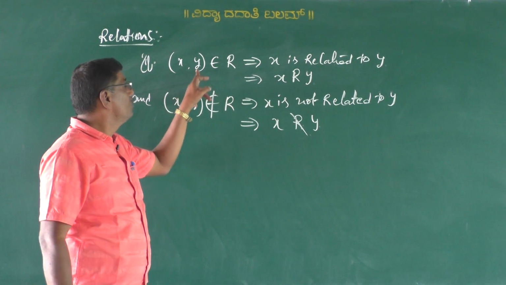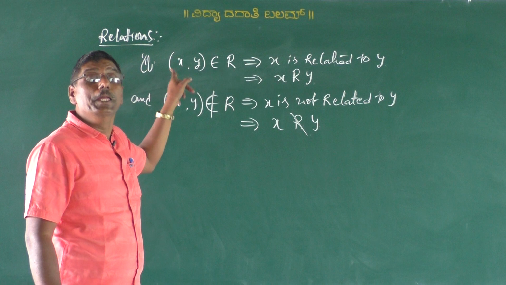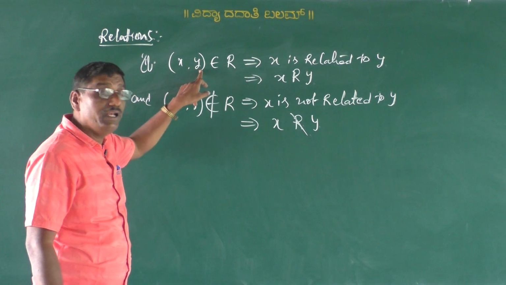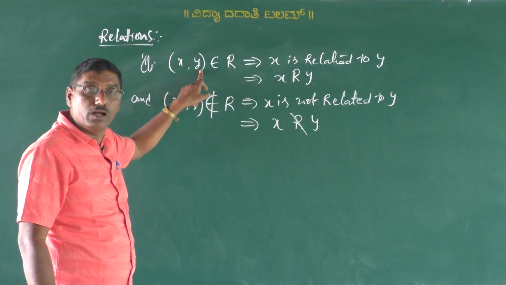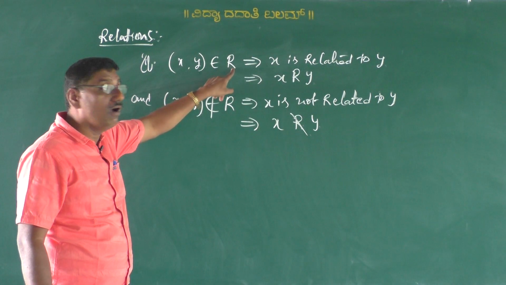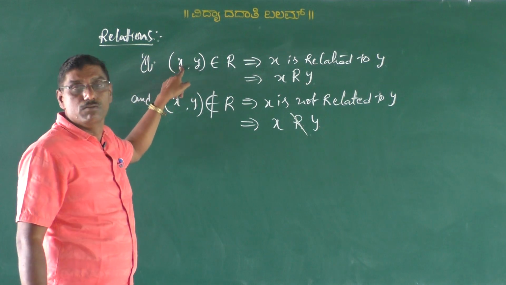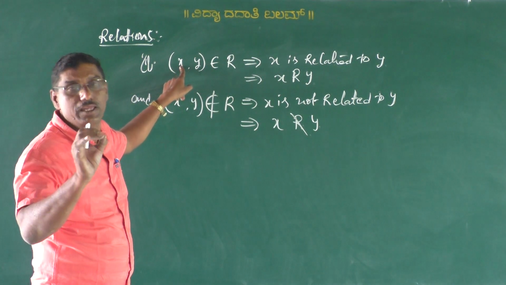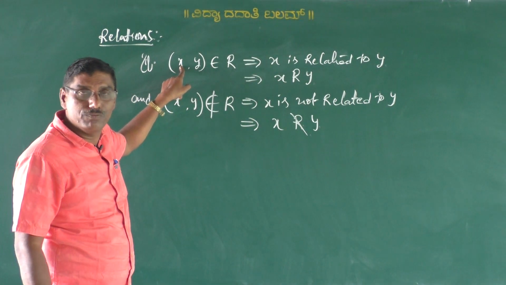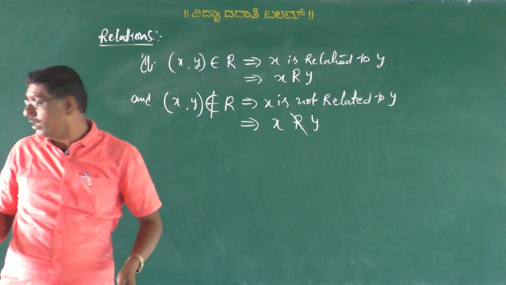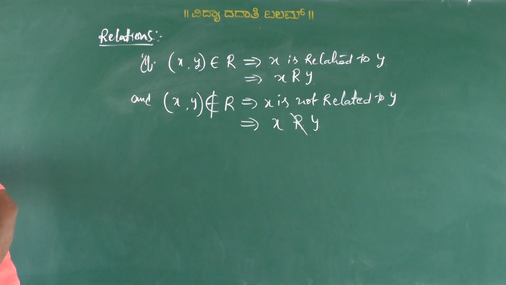Here this y is called the image of x. That means in an ordered pair which belongs to R, the second element of the ordered pair is called the image of the first element, that is x. Are you understood, all of you? First element, that is what? x. Now we are going to give an example, my dear students.